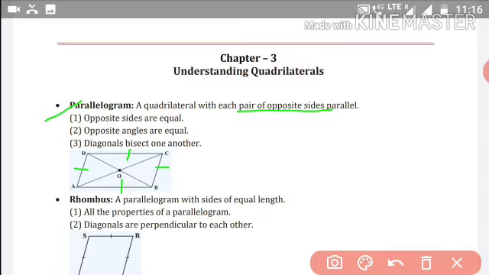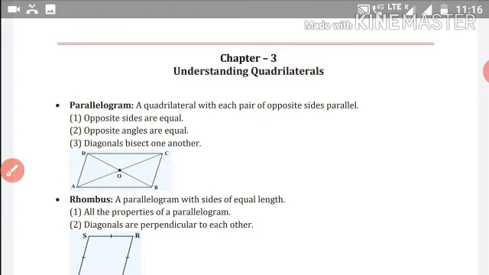Now number 2, opposite angles are equal. Which are the opposite angles? Angle A will be equal to angle C. These are opposite angles. In the same way, angle D and angle B. These are opposite angles. Now number 3, diagonals bisect one another.